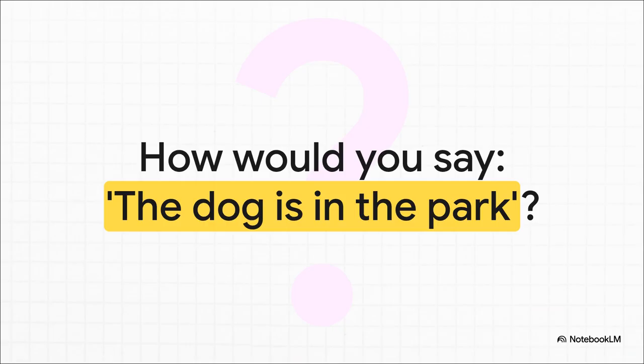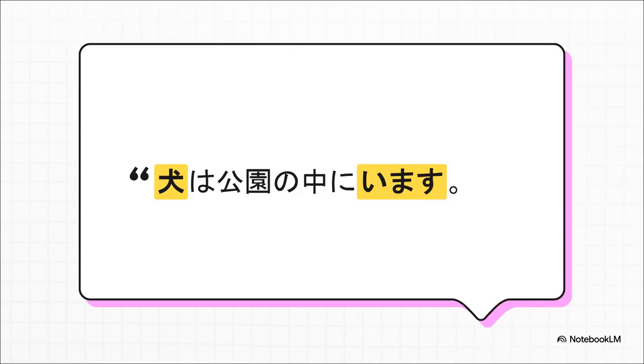How would you say the dog is in the park? Think about all the pieces again. What's the key difference with this sentence? The correct sentence is inu wa kouen no naka ni imasu. Here, inu is the dog, kouen is the park, and naka means inside. And of course, a dog is alive, so our verb choice has to be imasu. Nice work!